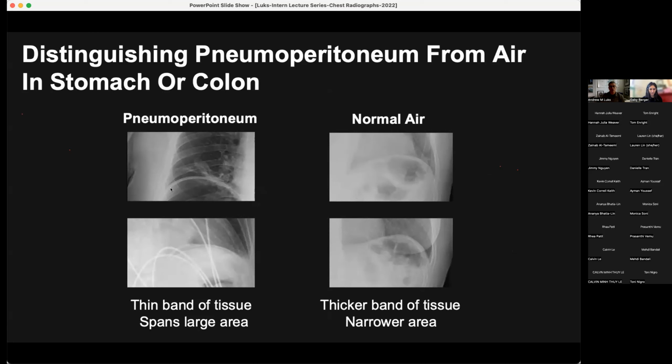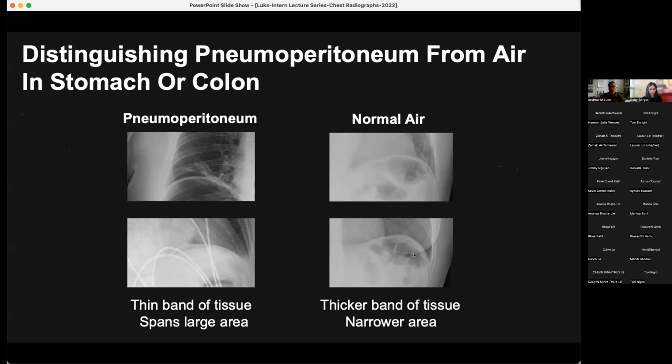The first is if you have pneumoperitoneum, so air underneath the diaphragm, there is actually a pretty thin band of tissue. So the curvilinear opacity you'll see on the upper margin of the lucency is quite thin. If you're dealing with an air bubble in the stomach or the colon, you've got the wall of the stomach up against the diaphragm, or the wall of the colon up against the diaphragm. And as a result, that band of opacity that you see is much thicker. You can appreciate that the thickness here is much greater than the thickness here.